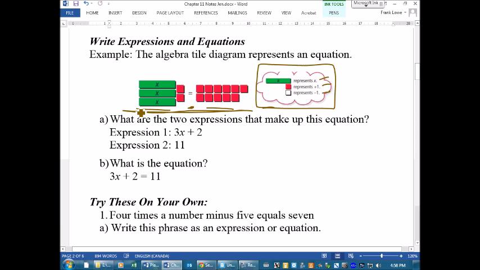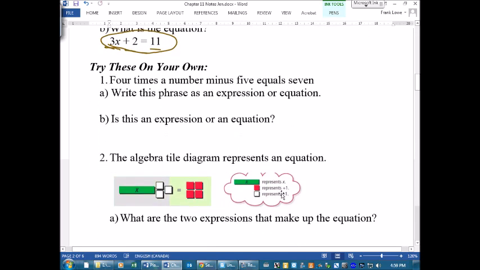So we have 3 variables right there. So that means we have 3x, and then we have 2 positives. So that's +2. And we've got our equal sign. And then over here is pretty easy, because all we've got to do is count up the red tiles, and we get a +11. So there's your +11. So 3x plus 2 equals +11. All right.